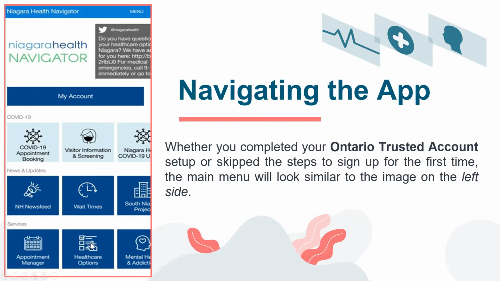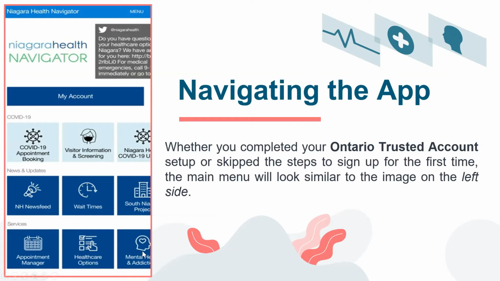So for those of you who have used Pocket Health through other services, not necessarily even Niagara, like the Greater Niagara Medical Imaging, once you've signed in once through Niagara Health and have an Ontario Trusted account and access Pocket Health the first time through your Ontario Trusted account, if you do already have it signed up through Greater Niagara Medical Imaging, you can access that one as well.